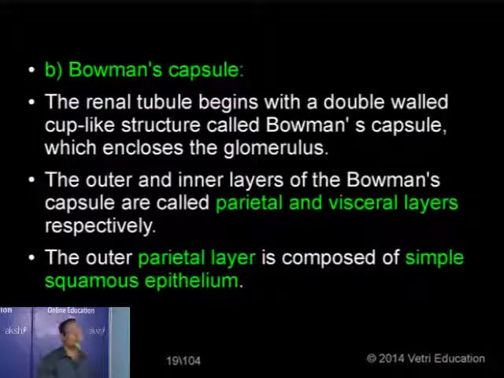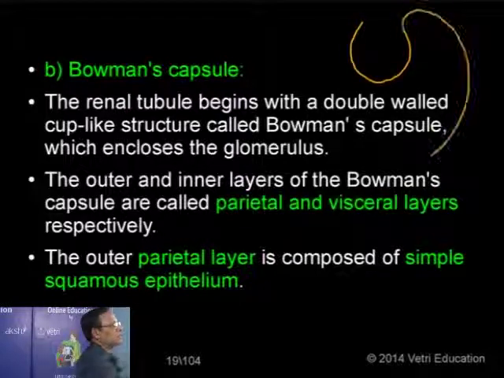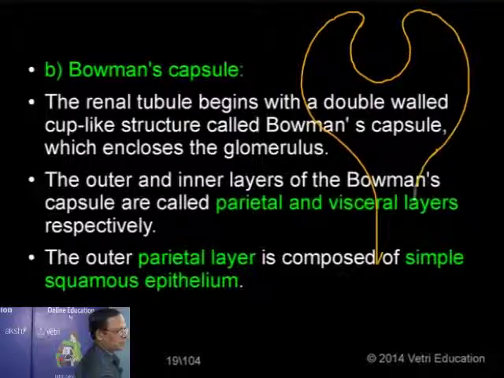Now the Bowman's capsule. It is a double-walled, bag-like structure. This is the Bowman's capsule. So here we have the glomerulus.